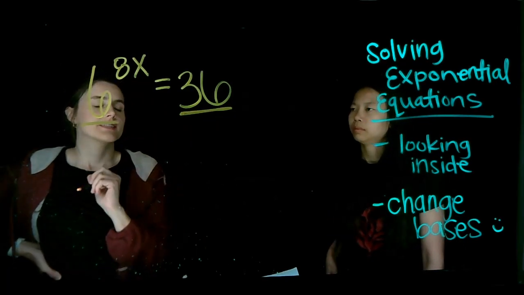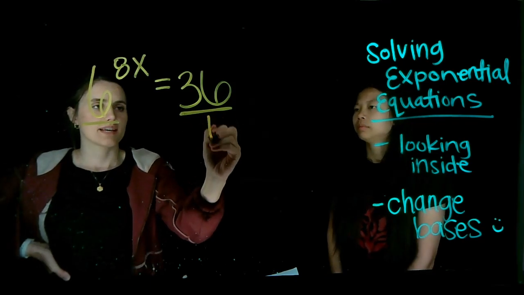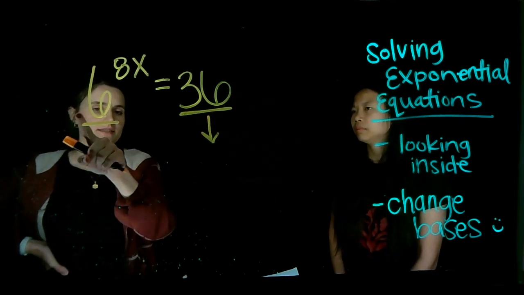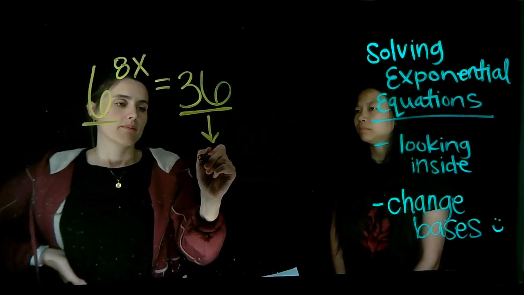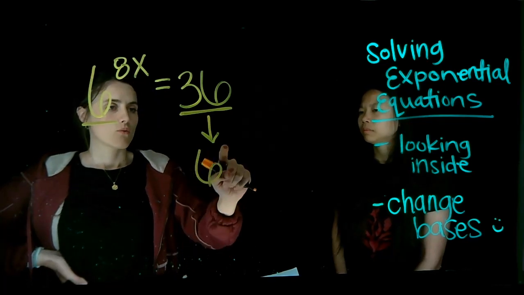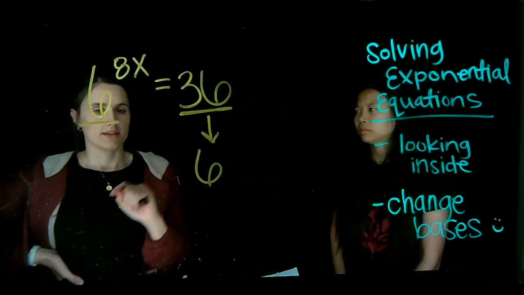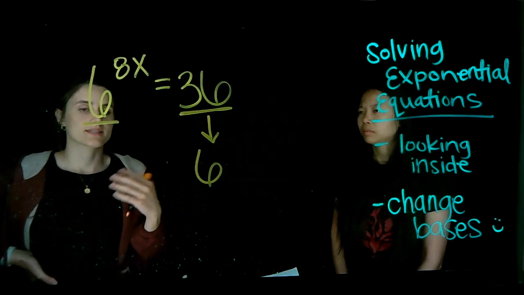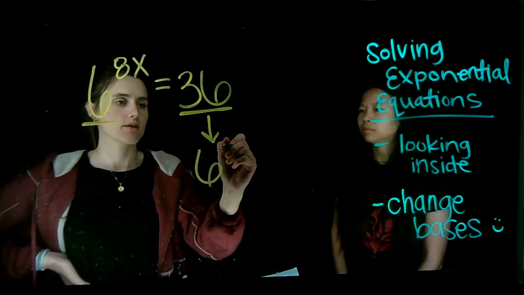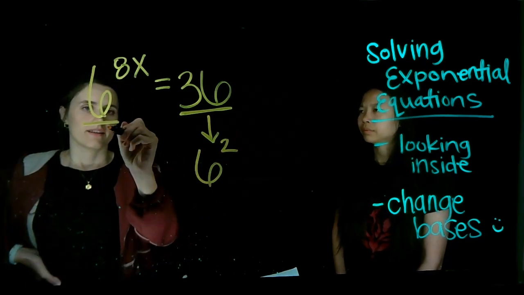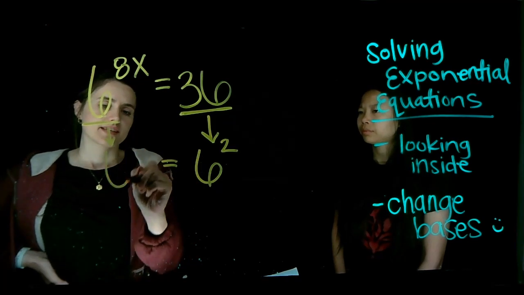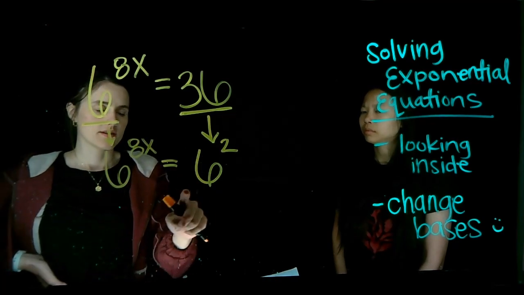So we're going to try to see if we can rewrite 36 to have a base of 6 with some exponent. If we make the base 6, 6 to what power is going to give me 36? Well, I know that 6 squared, or 6 to the second power, gives me 36. So I can rewrite this as 6 squared and then keep this one the same. So now I have 6 to the 8x equals 6 squared.